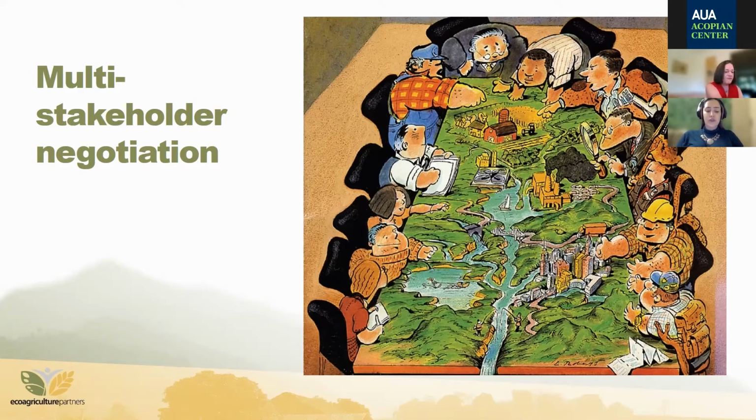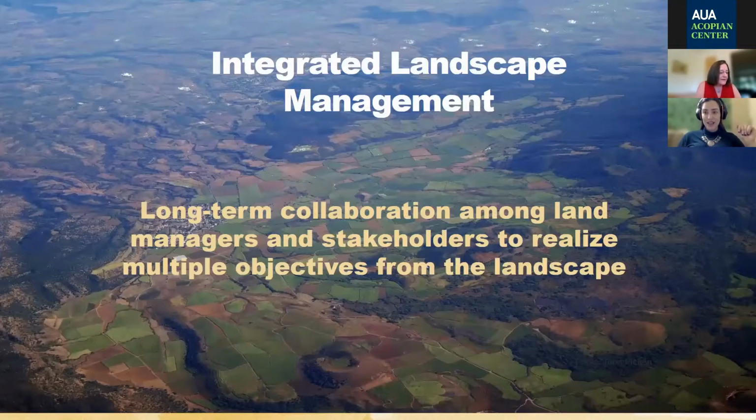So if this is the challenge that we need to meet, one of the exciting opportunities that has come in the last couple of decades in different parts of the world, if you'll go to the next slide, is integrated landscape management. Not the only solution, but it's one of the most powerful. This is a mechanism through which long-term collaboration, we're talking about generational collaboration, not projects, among land managers and stakeholders realizes the multiple objectives from the landscape. How do we regenerate not only the resource base, but the economy and our social fabric in our rural areas?